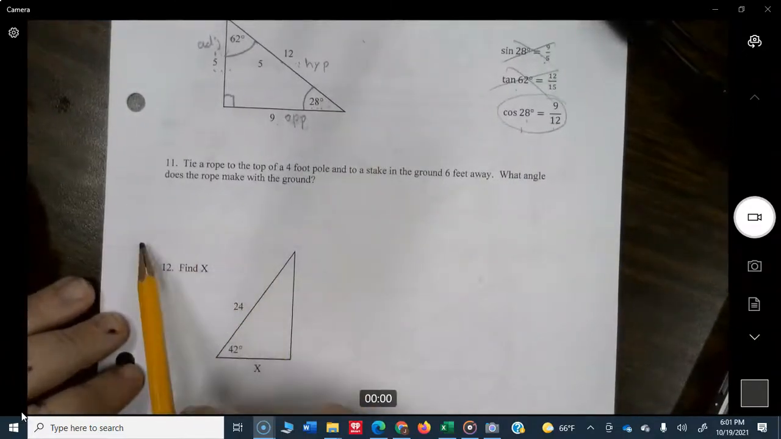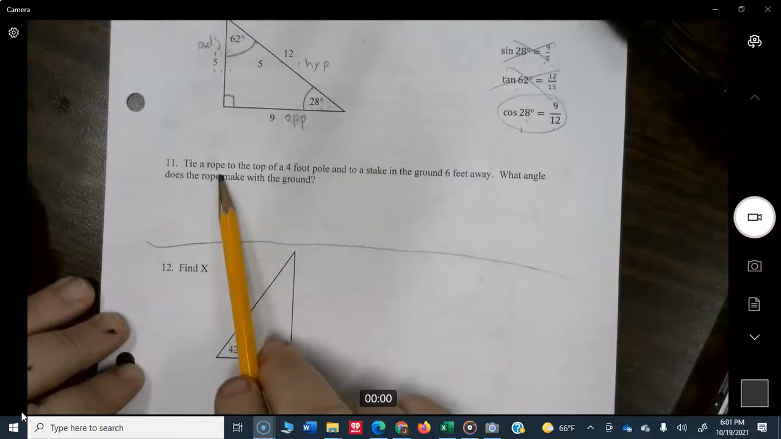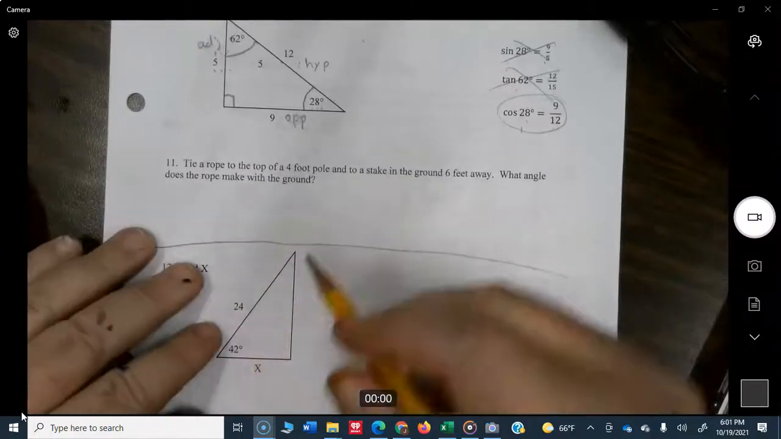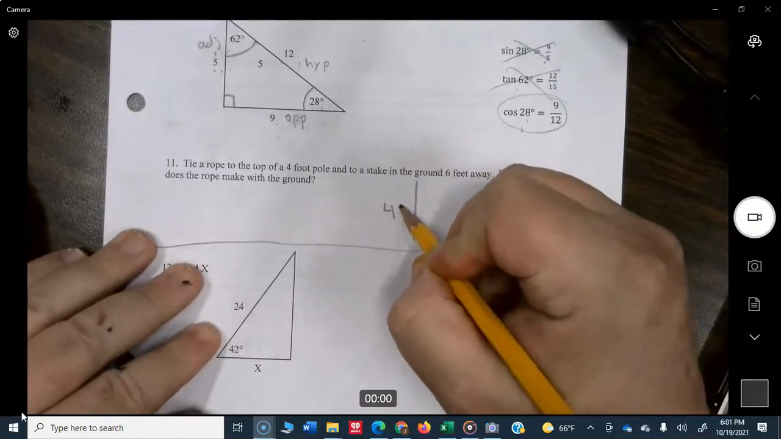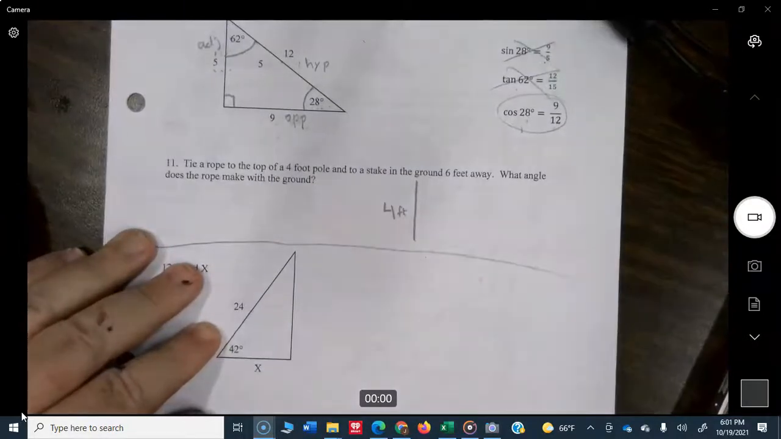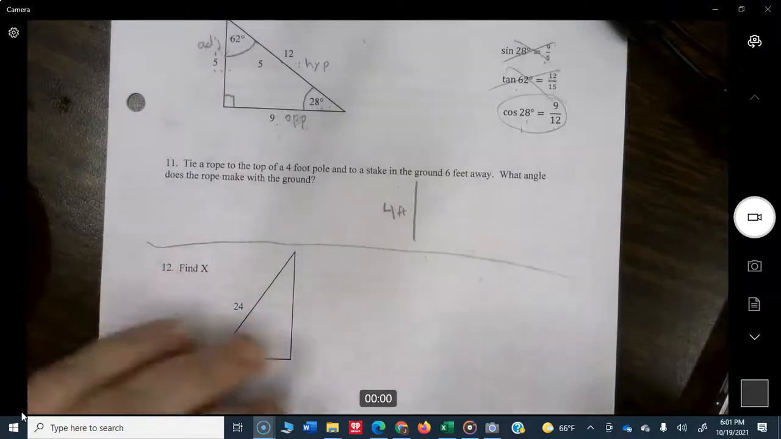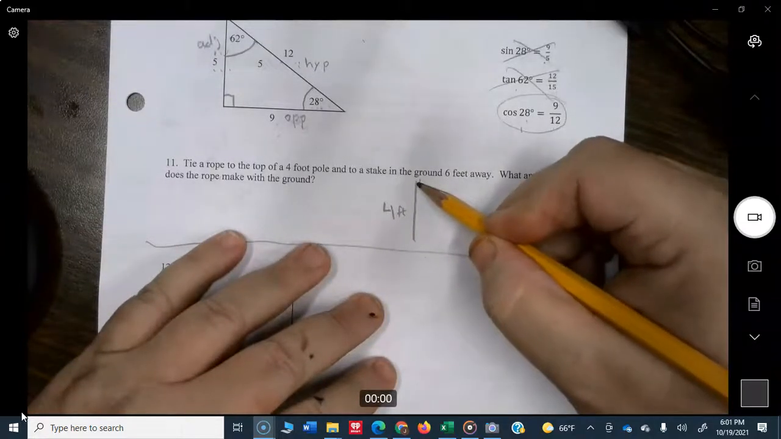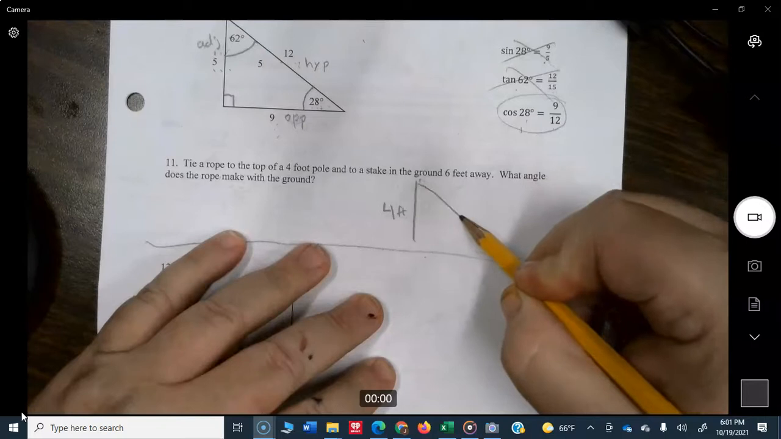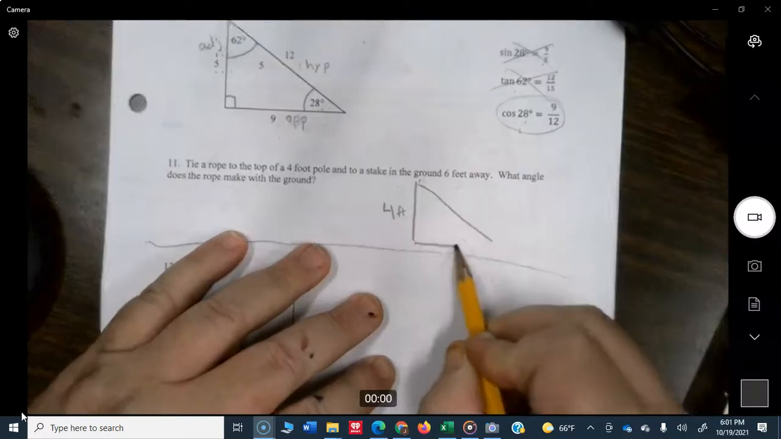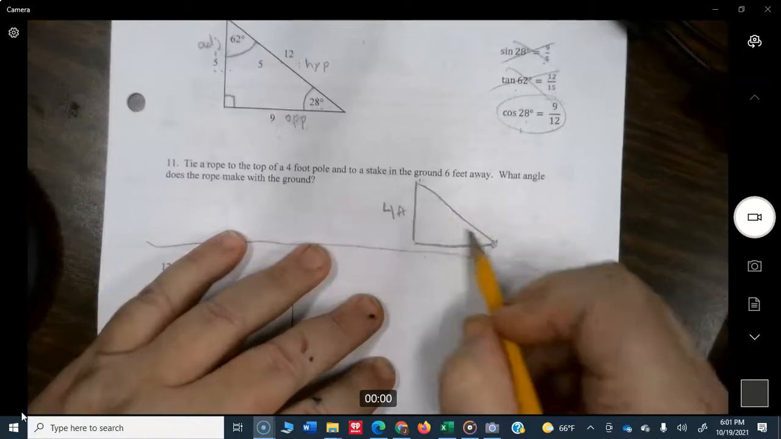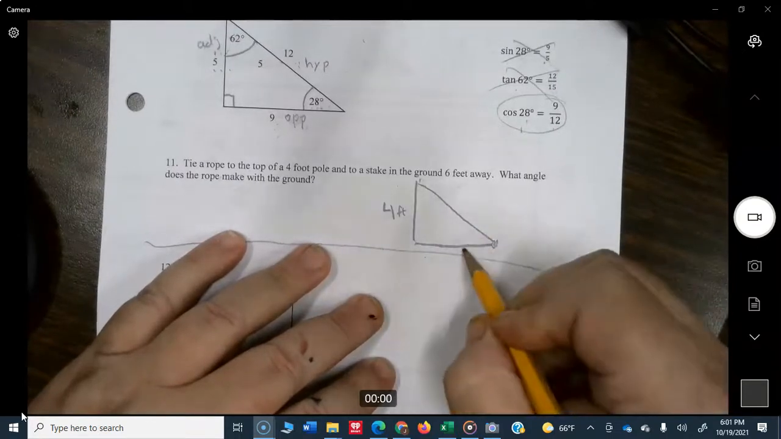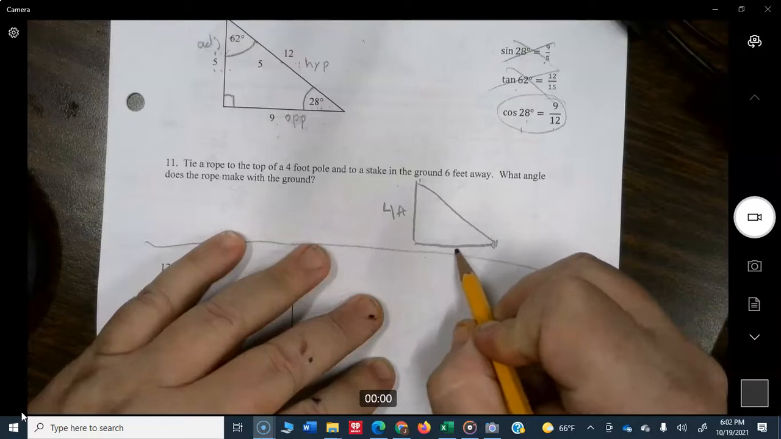All right, so let's draw a line here. Tie a rope to the top of a 4-foot pole. So I'm going to come over here. That's 4 feet. And to a stake in the ground that's 6 feet away. I should have a ruler, but I don't. The stake is just basically a hook that's holding this rope. This is the rope into the ground. So that is 6 feet.